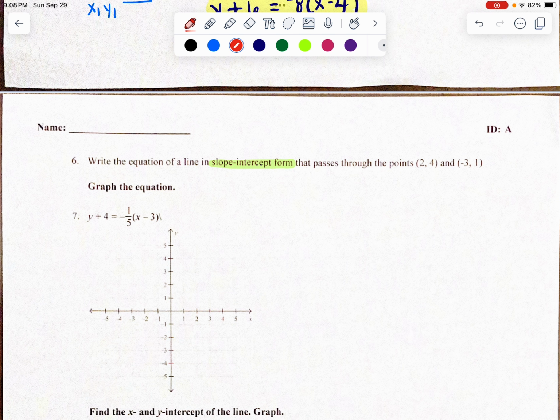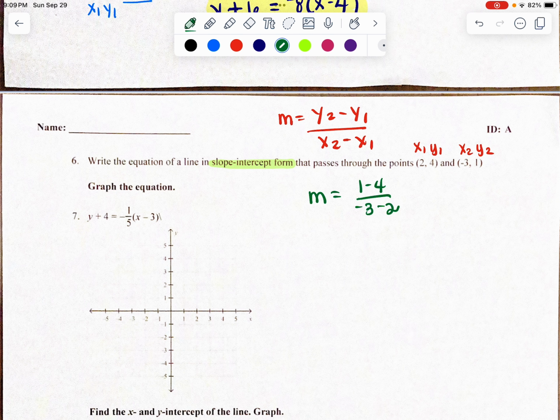The first thing you have to do is find the slope. So just as a reminder what the slope formula is, we use that several times. So I'm going to do that first. So like this would be x1, y1, x2, and y2. So that's going to be my first step, is I'm going to find the slope. So that's going to be 1 minus 4 over negative 3 minus 2, the change in x over the change in y. I do get negative 3 over negative 5, which is a positive 3 over 5.